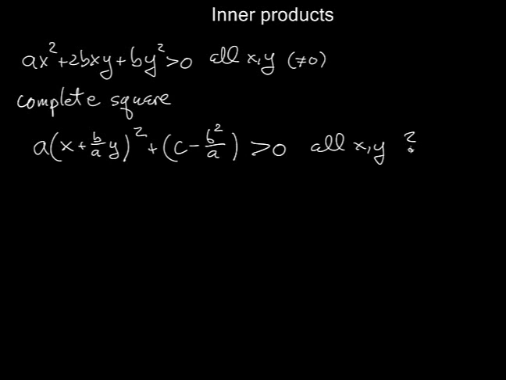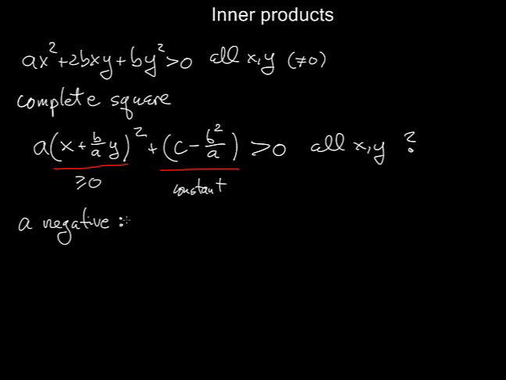Okay, let's stare at this for a minute. I'm allowed to vary x and y as much as I want and try to make this expression negative. Well, let's see. This thing over here is some fixed constant that doesn't depend on x and y. This term here obviously does depend on x and y quite a bit, and it's positive.